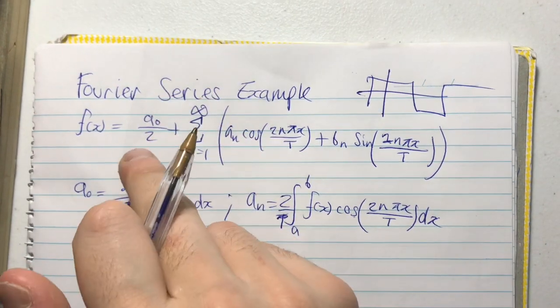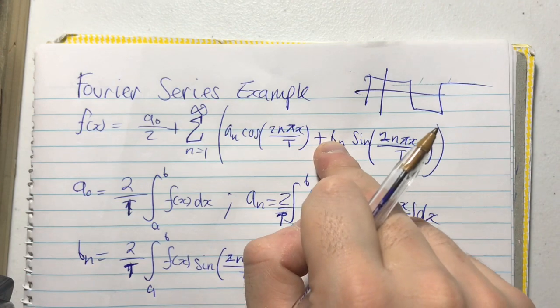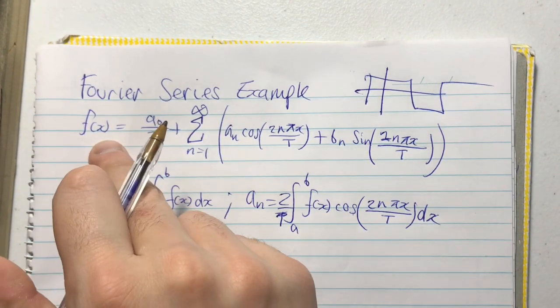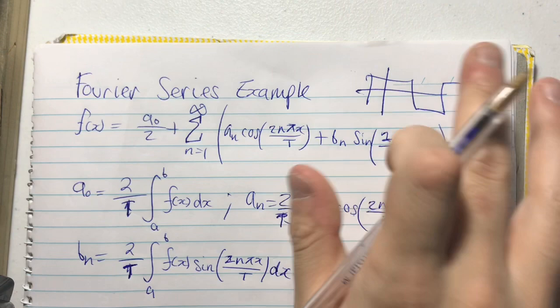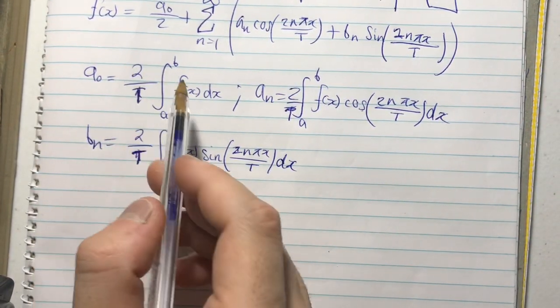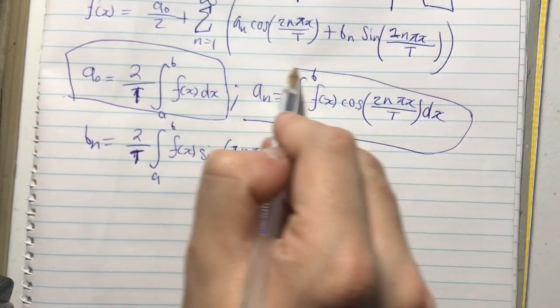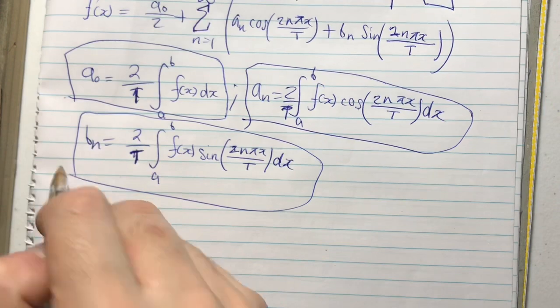Now the goal in Fourier Series is simple. Find a0, an, and bn. So it's just three coefficients and then you find out your final f of x. Now, what we're going to do in this example is really simple. And these are the formulas. So a0 is the formula for finding a0, obviously. And there's the formula for an. And there's the formula for bn.